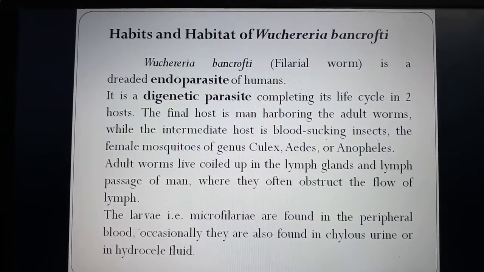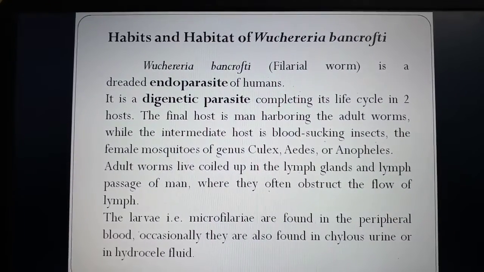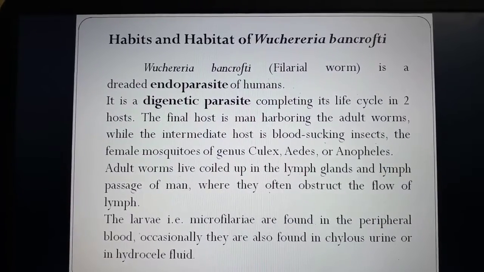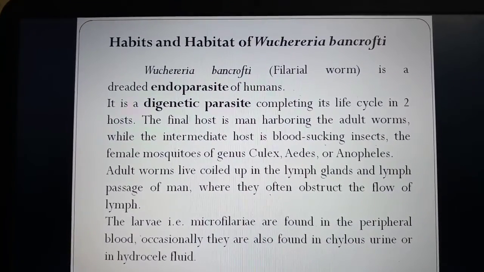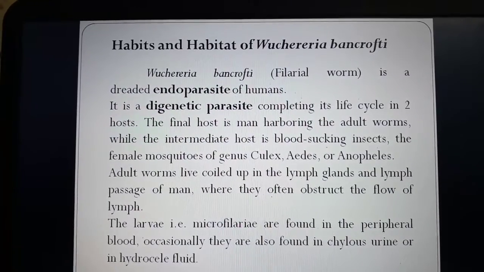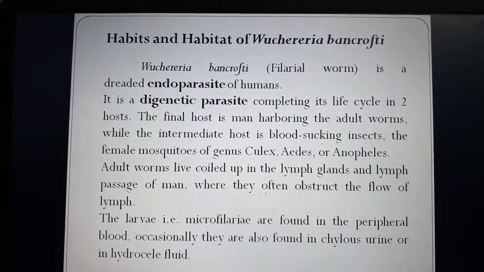Adult worms live coiled up in the lymph glands and lymph passages of man, where they often obstruct the flow of lymph. The larvae, that is microfilariae, are found in the peripheral blood. Occasionally, they are also found in chylous urine or in hydrocele fluid.